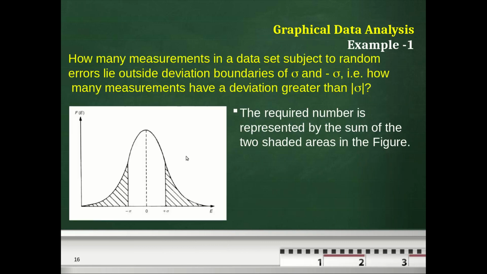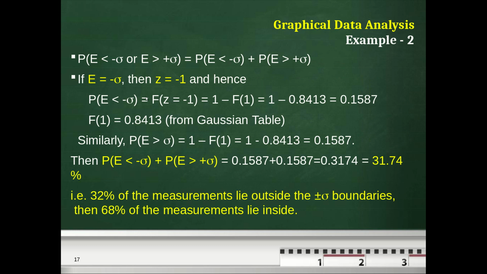Now let's see how many measurement data, for example, are between or outside the deviation boundary, outside the sigma. If we have minus sigma and plus sigma, how many measurements are greater than the standard deviation? So for example, the probability of e less than minus sigma, or e higher than plus sigma. Both of them you take the summation.